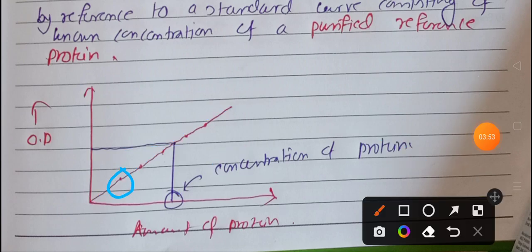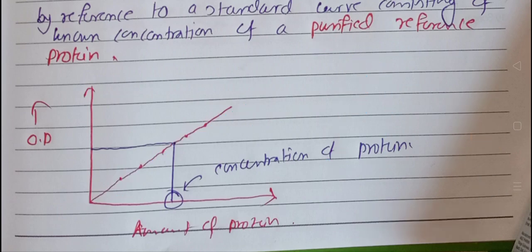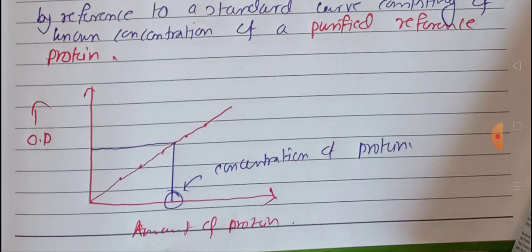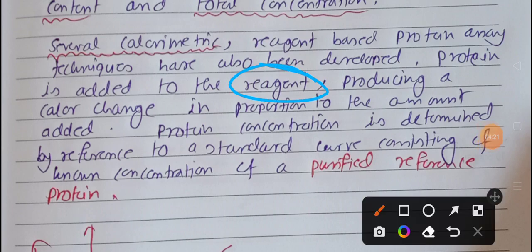Suppose all these red points in this diagram are for protein of known concentration, so we have drawn this, and along with that we have also used another tube where there is an unknown solution. The unknown solution will also give you a point in the graph. Now by simple extrapolation you can find out the concentration of protein in that unknown solution. That is the idea. So first we are going to talk about the reagents that we usually use in the colorimetric measurement of protein.